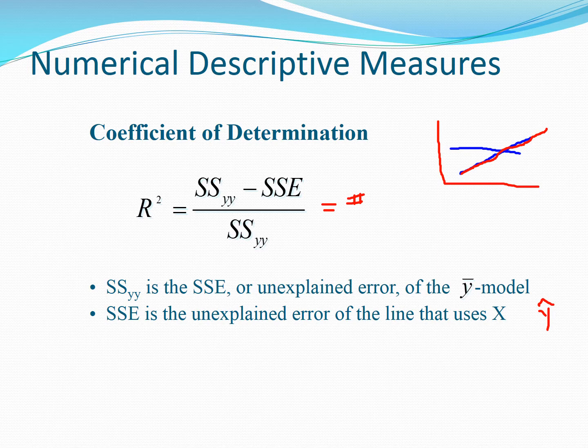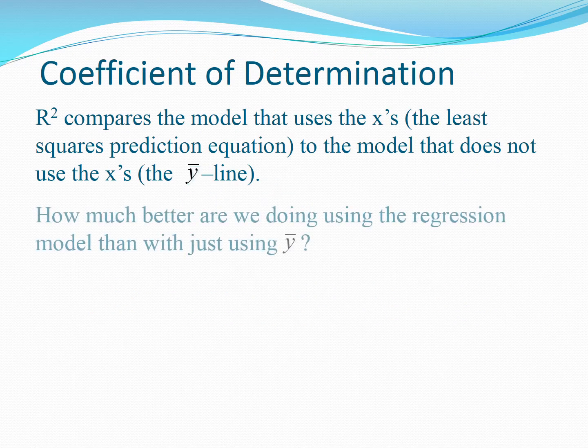One of them says, well, don't use the x's, that's the SSYY, and that would be kind of the worst case scenario. If you didn't use the x's, that's how much error there would be. And it's saying, well, if you do use the x's, this is how much error there is, and really we're comparing those two. I'll give you an idea here in the next picture. Let's go over here. R-squared compares the model that uses the x's to the model that does not.